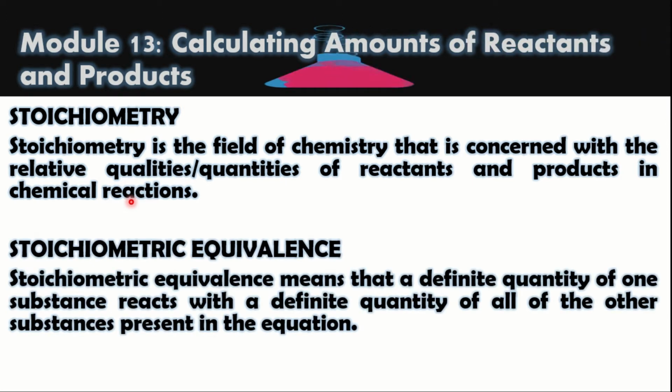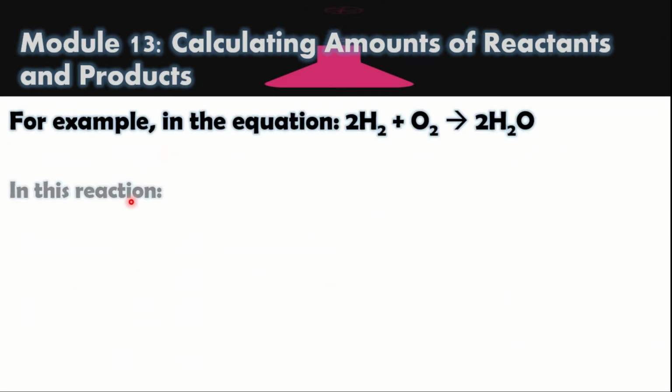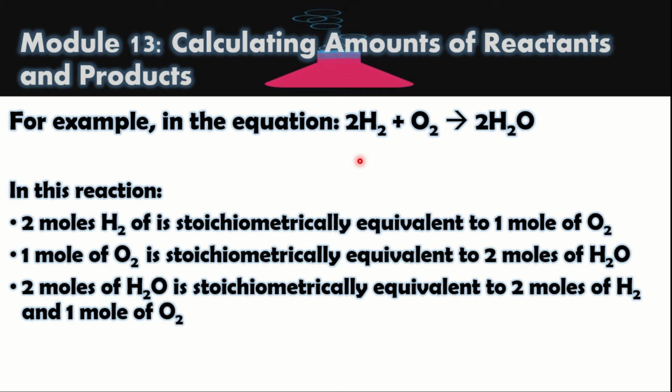Next, we have stoichiometric equivalence. Stoichiometric equivalence means that a definite quantity of one substance reacts with a definite quantity of all the other substances present in the equation. An example of this is the equation 2 moles of hydrogen gas plus 1 mole of oxygen gas will produce 2 moles of water. Now, in this equation, we can say that the 2 moles of hydrogen gas is stoichiometrically equivalent to 1 mole of oxygen gas, and that these 2 moles of hydrogen gas is also stoichiometrically equivalent to 2 moles of water.